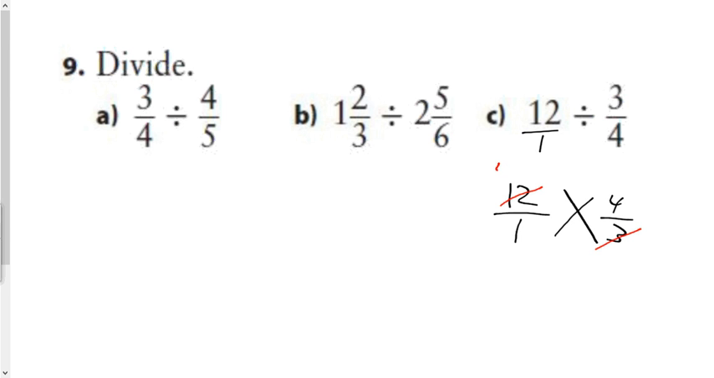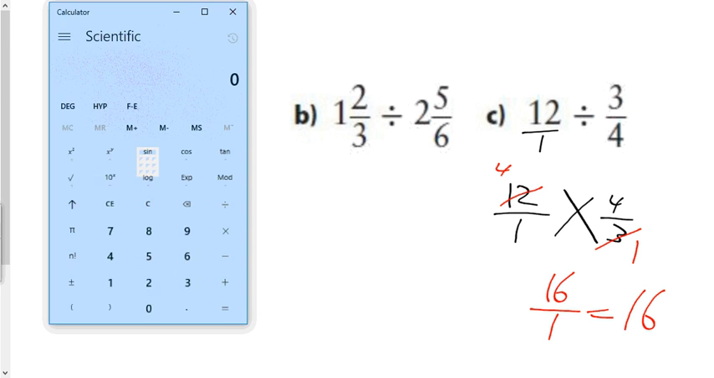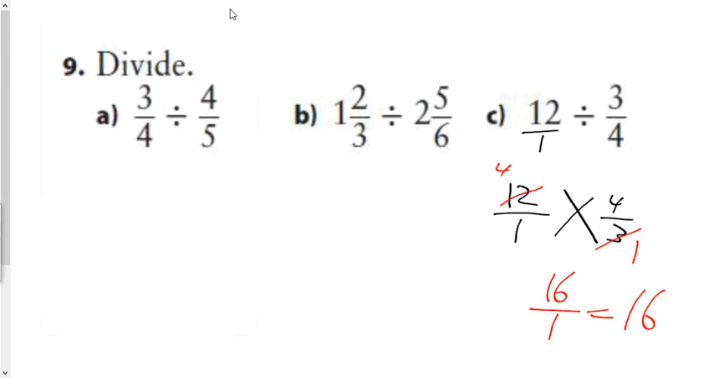12 over 3 will reduce down to 4 over 1. You multiply the numerators, you get 16. You multiply the denominators, you get 1. Your final answer is simply 16. Let's just, for argument's sake, check with a calculator. 12 divided by the decimal form of 3/4, which is decimal 0.75. Your answer is 16. Verified. Awesome. Mic drop.